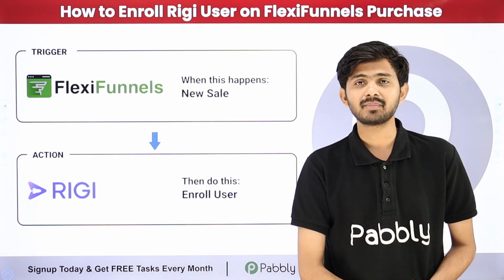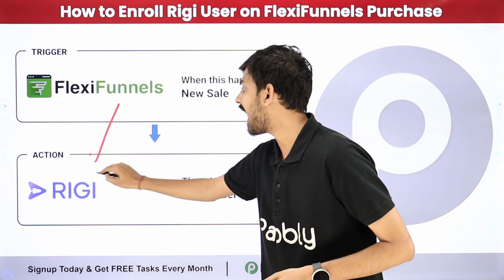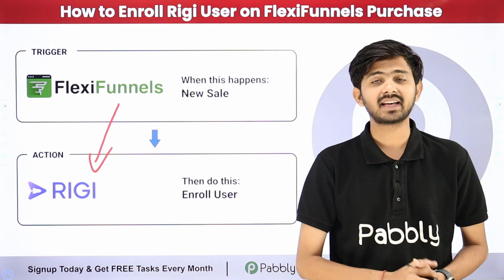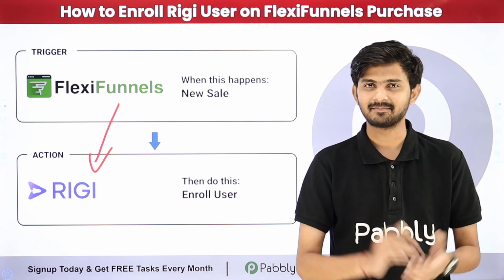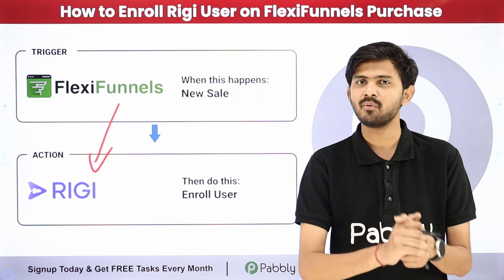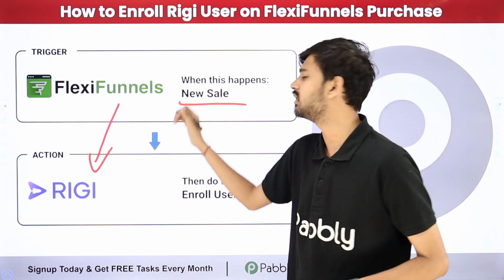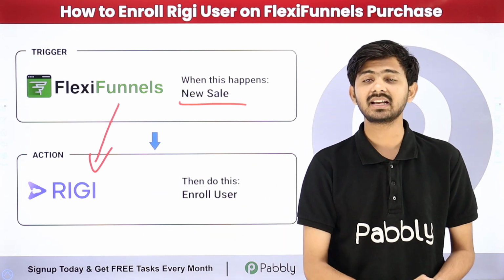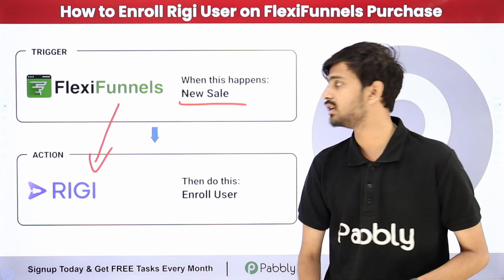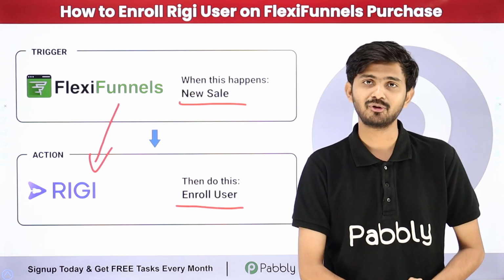So for doing this automatically, what I need to do is build a connection between FlexiFunnels and Rigi. For building this connection, I'm going to use Pabbly Connect. Pabbly Connect is an amazing software for automation and integration. Now with Pabbly Connect, whenever I receive a new purchase or a new sale through FlexiFunnel for my course, then automatically by using those details, I will create a new user and I will enroll that user into Rigi for my particular course.